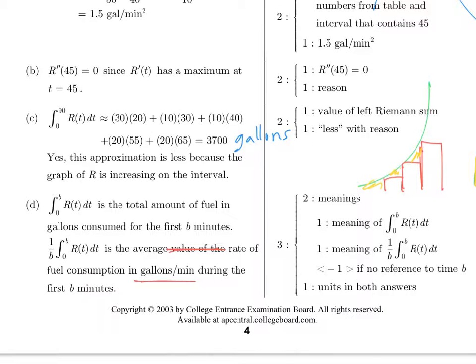Just a quick reminder of how we're getting that. This we just said comes out to be gallons because that's the same as that. So I have some amount of gallons, and then I'm dividing by b, which is really the difference between b and 0, this amount of time traveled. So I'm dividing by minutes, and that's where I get my units. 1 over minutes times gallons. And I'm putting those underneath.